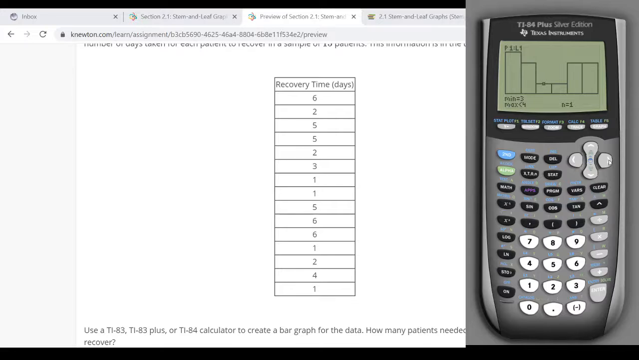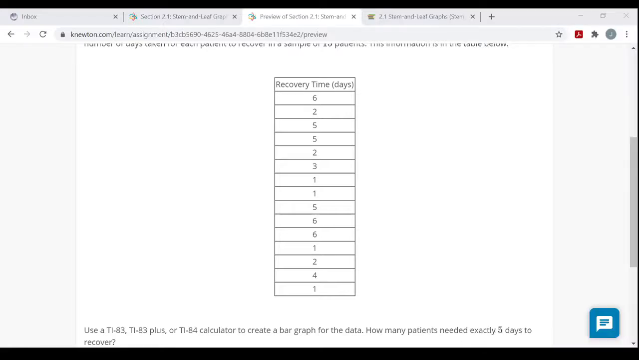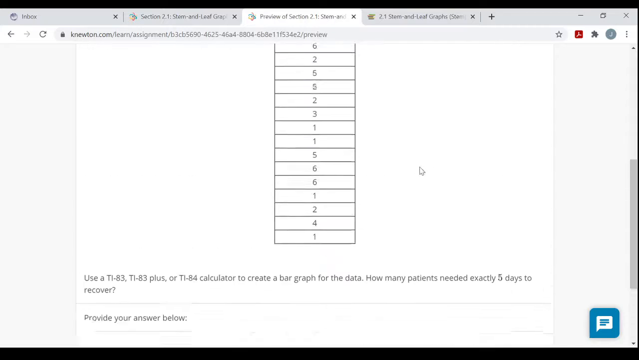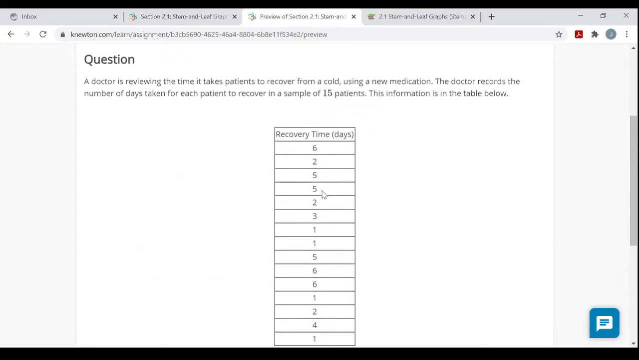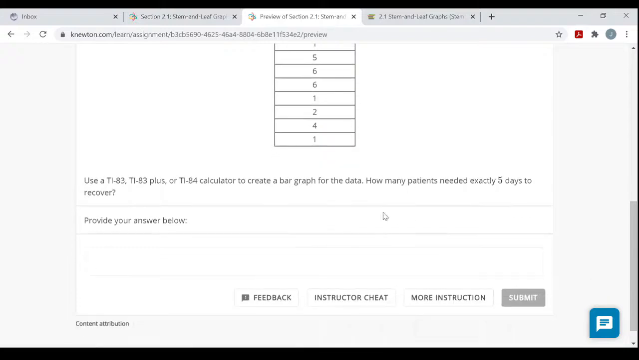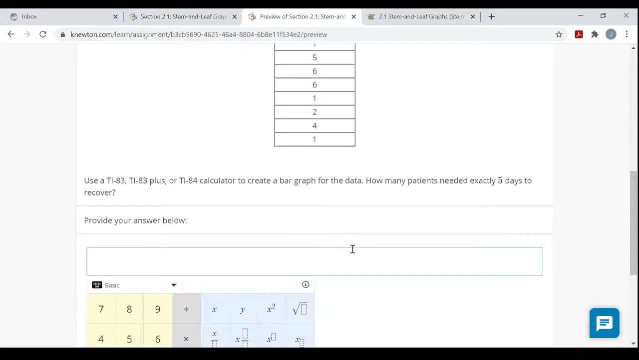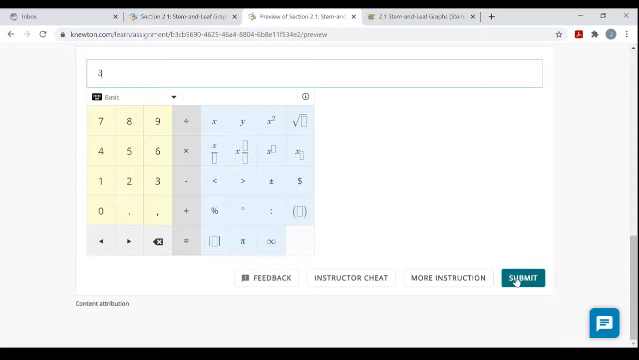They're asking how many patients need exactly 5 days to recover. So this bar here with the 5 to 6, 5 days. 3 patients needed exactly 5 days to recover. Now again, you could have just looked through the table here and said, hey, 5, 5, 5. There are 3 of them. You didn't need to take the time. You could have counted the 5s without taking the time to enter it on your calculator and doing all that.